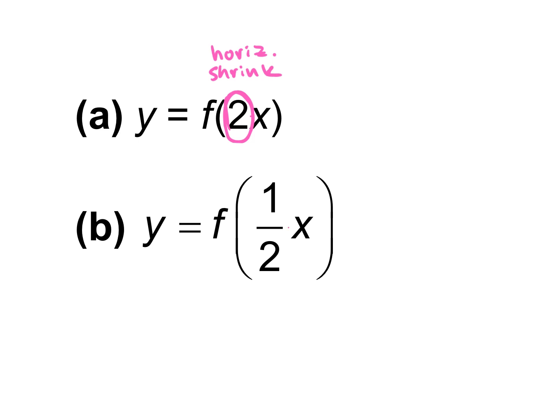And then again, same thing for B. When we multiply on the inside, it's horizontal. But when it's less than 1 on the inside, what does that do? Stretch. So it's always the opposite on the inside.